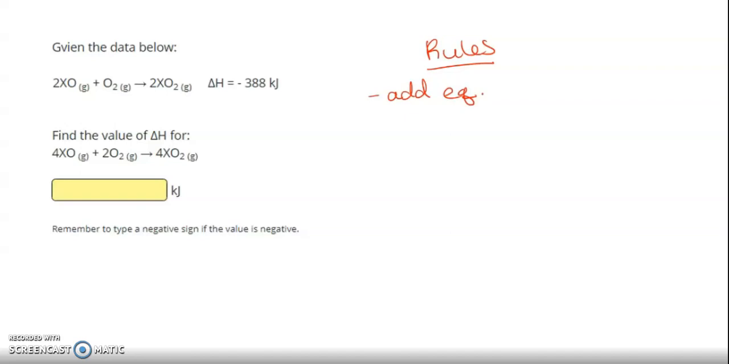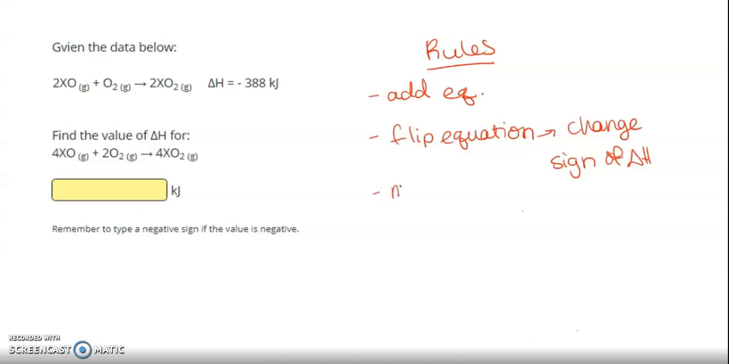Second rule is that if you need to flip the given equations so you can get the compounds you need on the correct side of the arrow, then you change the sign of delta H. So if it were negative and you had to flip it, then delta H would become positive.